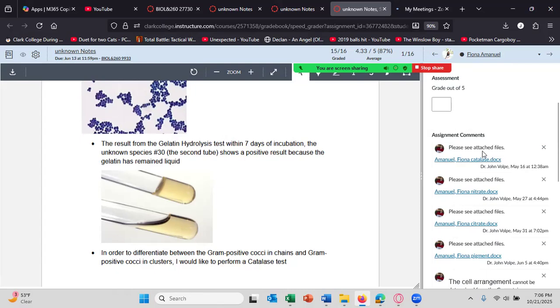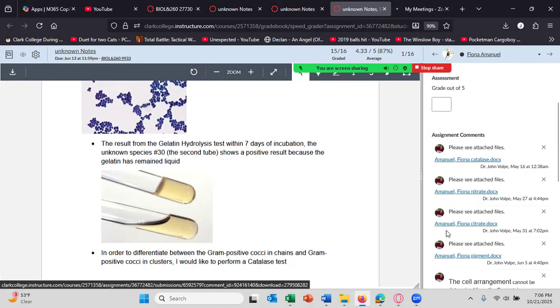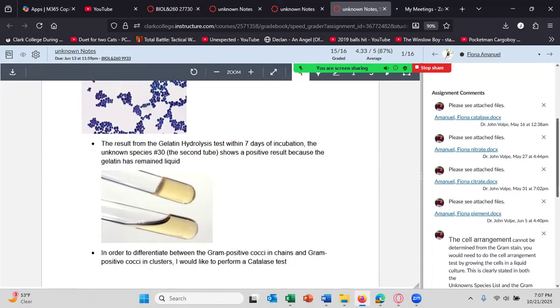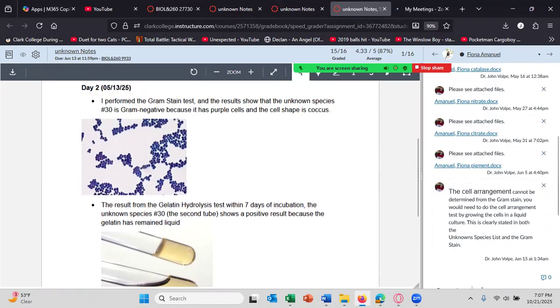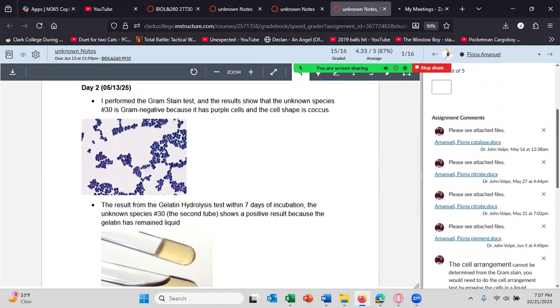I gave her the results for the catalase test here, the results for the nitrate test there, the results of the citrate test there, the results of the pigment test there, and I made a comment here to her about the cell growth arrangement.